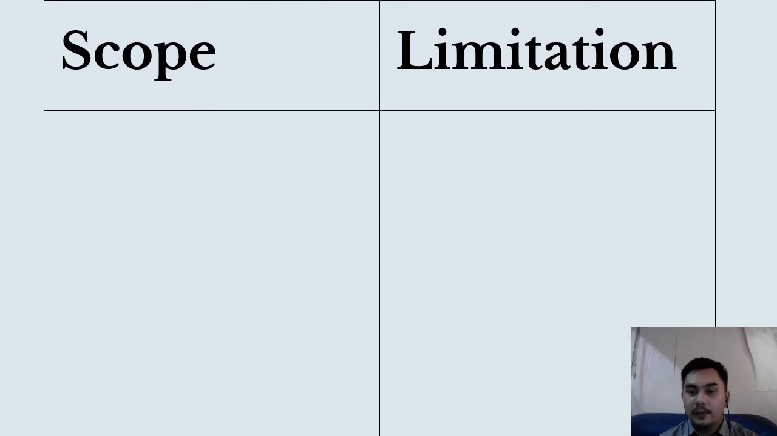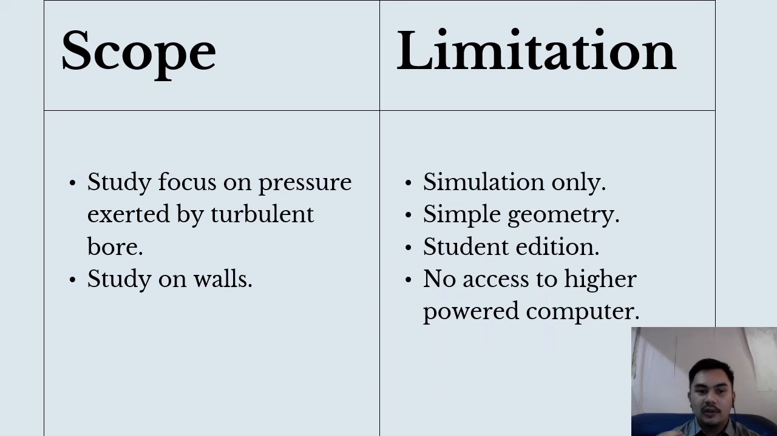So this is the scope and limitation. The scope is that the study only focuses on the pressure exerted by turbulent bores, and only on the wall aspect. The limitation is that this is only done in a simulation, and the geometry used for the wall is simple, which means it is just a simple wall without any crevices, pores, or whatever. Also, I'm using a student version of ANSYS Fluent, and there is no access to a higher powered computer.